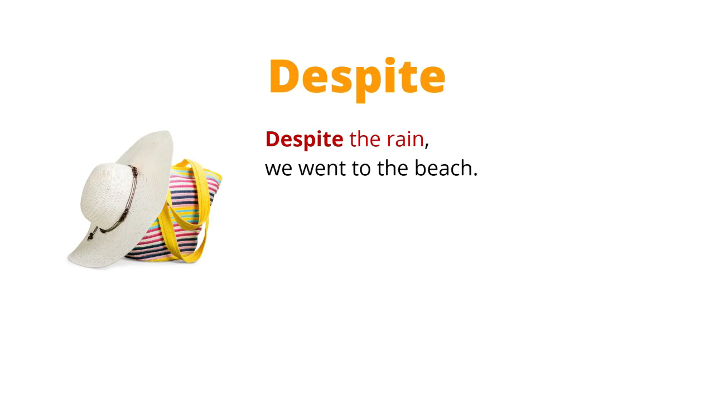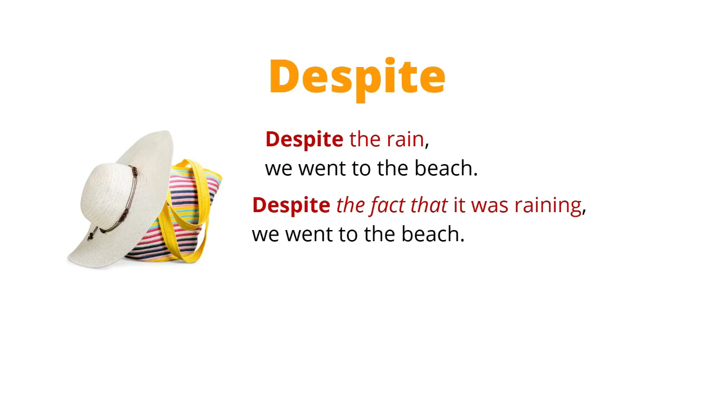Now here's another structure with despite, with the noun. Quite often we're followed despite with a noun, like despite the rain, we went to the beach. And again, if we want to say it was raining, which is an independent phrase, it functions independently, we need to introduce it with the fact that. Despite the fact that it was raining, we went to the beach.